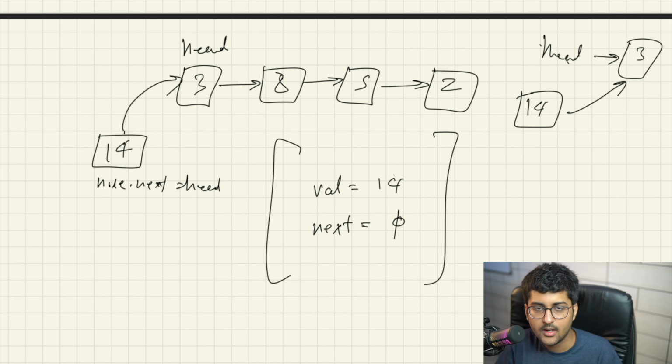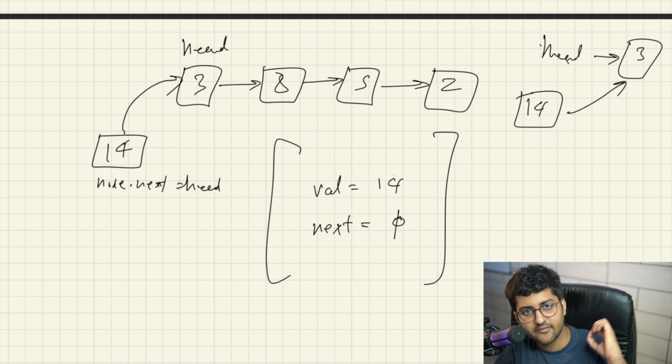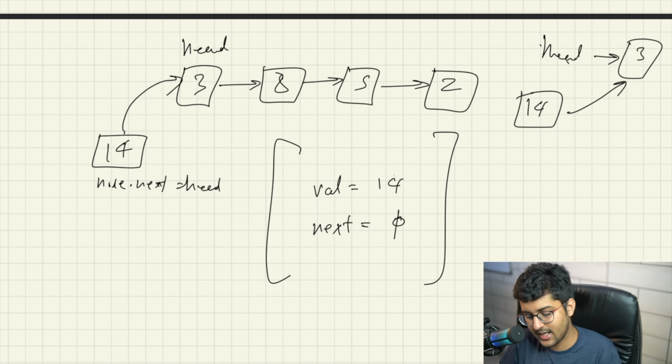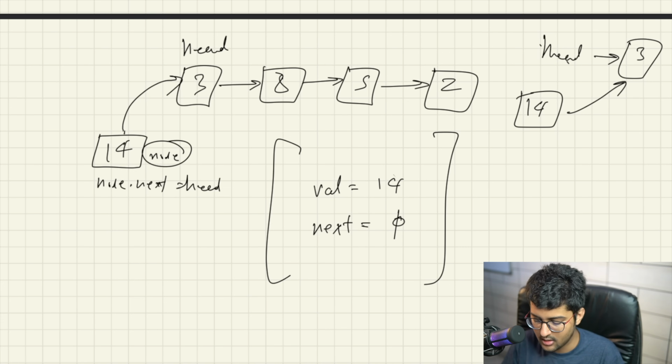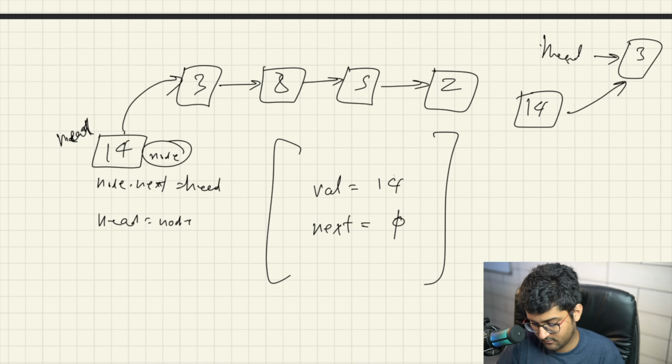But there's a problem. I told you that head obviously means the first element of the linked list. But now the head position is the second element. So we have to update that as well. What is the head going to be? If the new node's name is node, let's say, I can just say head is equal to node. So now my head is going to be equal to node. Sound good?